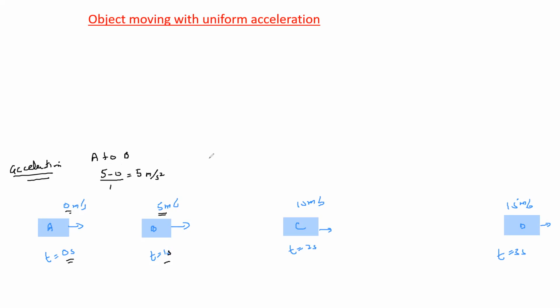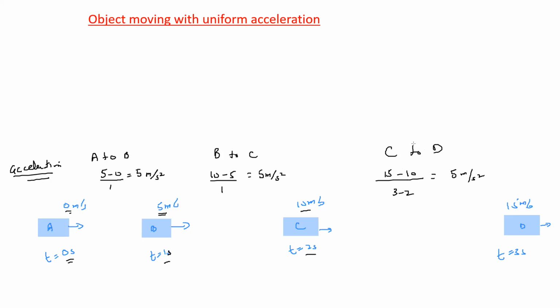To calculate acceleration from B to C, the change in the velocity, that is 10 minus 5, because here it is 10, at B it is 5, and the time interval, the time difference, that is 1. So it will come out as 5 meter per second square. And if we calculate acceleration from C to D, the change in velocity is 15 minus 10, and the time interval is 3 minus 2, or 1. So it will also come out as 5 meter per second square.